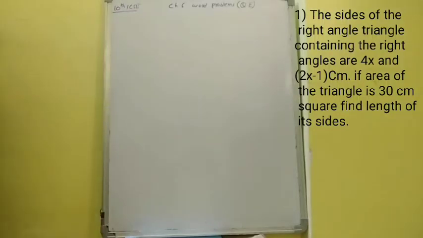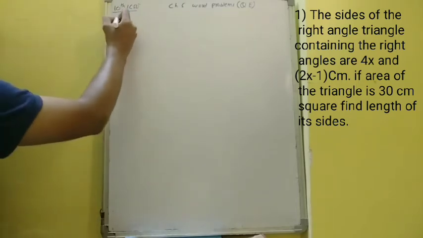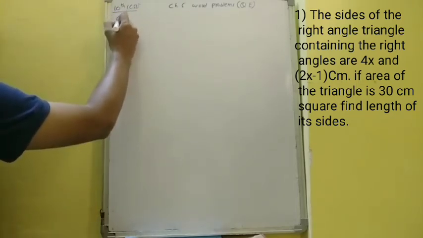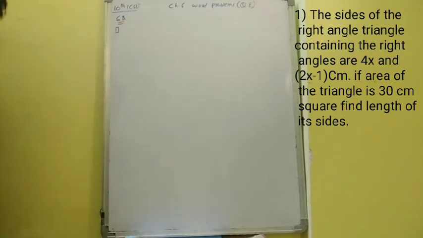Hello student, today we'll start with the next exercise of the problems on quadratic equation. Okay, simple problems on quadratic equation. Let's see the very first one of the 6th B. The sides of the right angle triangle containing the right angle are.